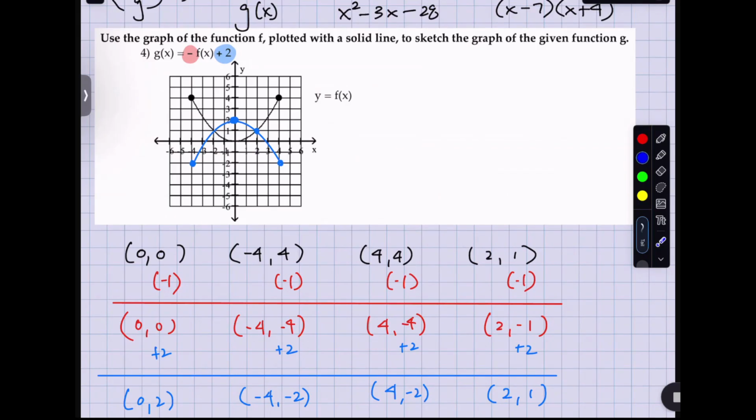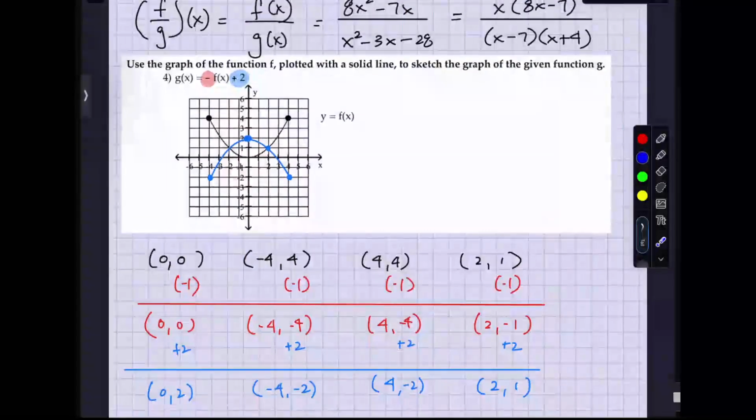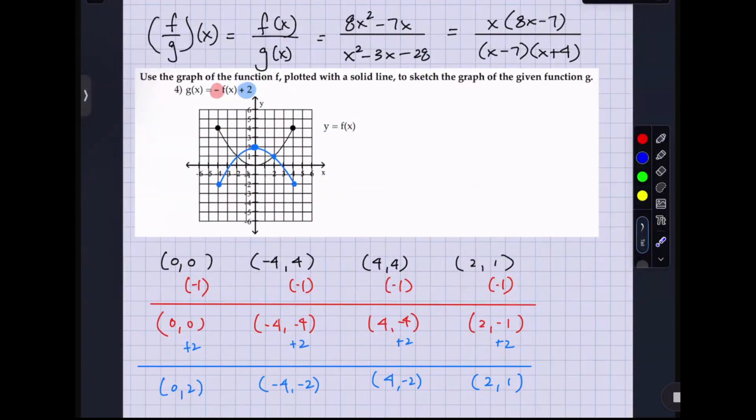If it's inside the parentheses, that affects the x. So if the x goes from positive to negative, then it has to go over the y-axis. So the 2 affects the y values. Next question.